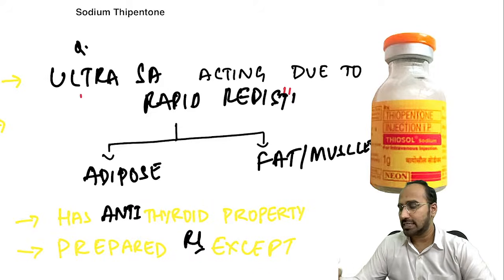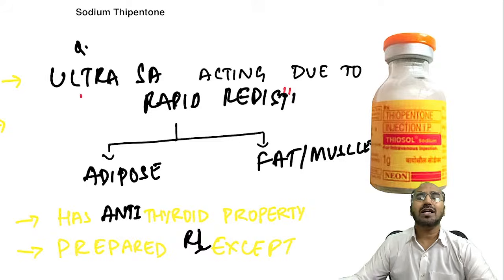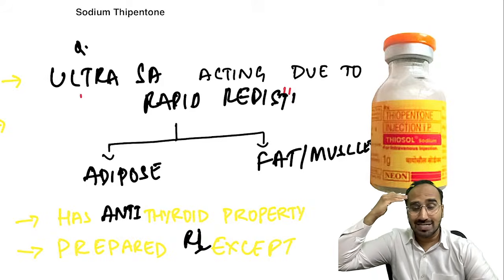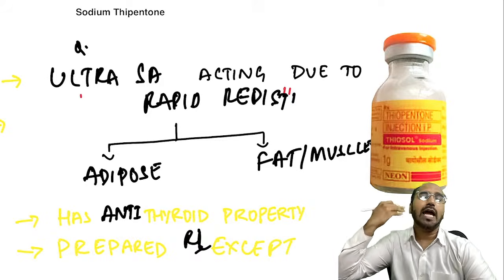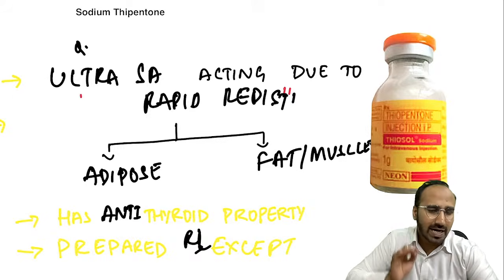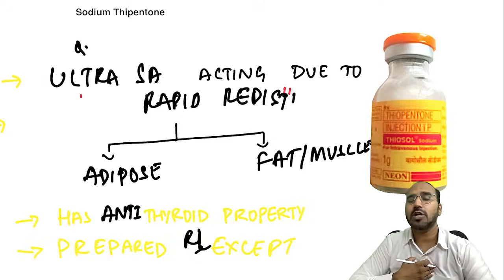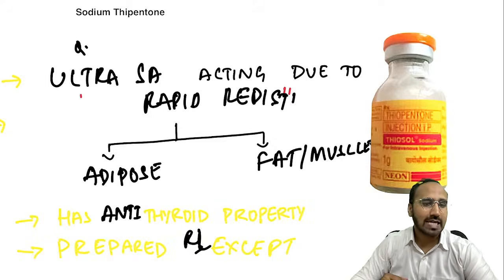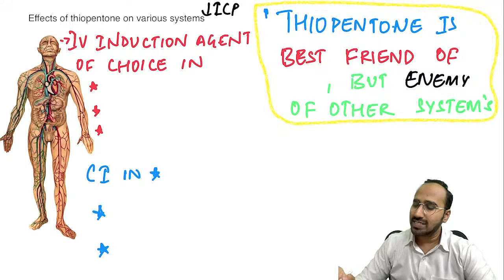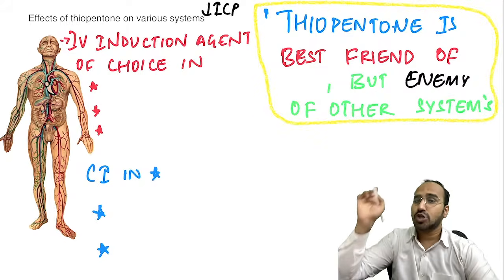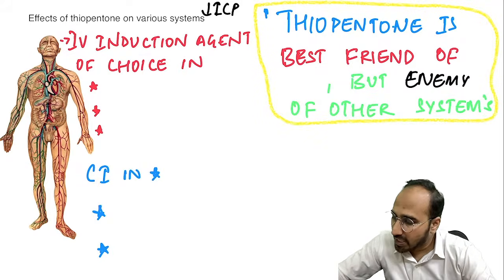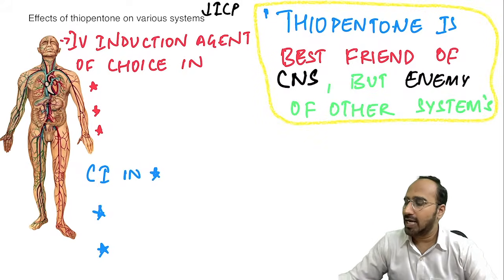Now guys, whenever you are given sodium thiopentone, always remember the effects of this drug on various systems in the body. Whenever you give sodium thiopentone, it is the best friend of CNS, enemy of all other systems. The systems we are discussing are the central nervous system, respiratory system, cardiovascular system, muscle, and analgesia. So remember guys, one line and all MCQs: sodium thiopentone is best friend of CNS and enemy of others.